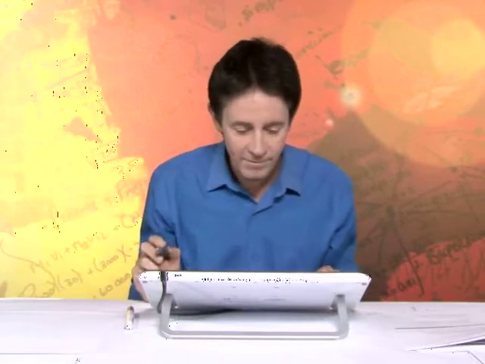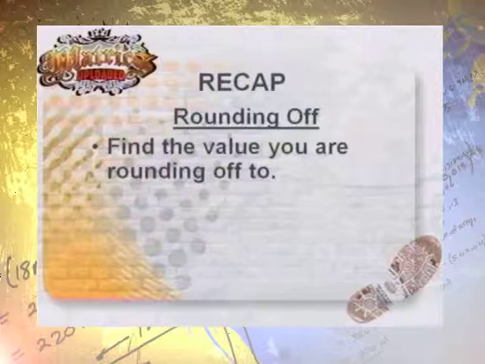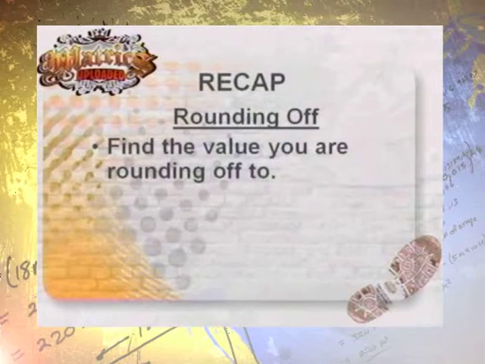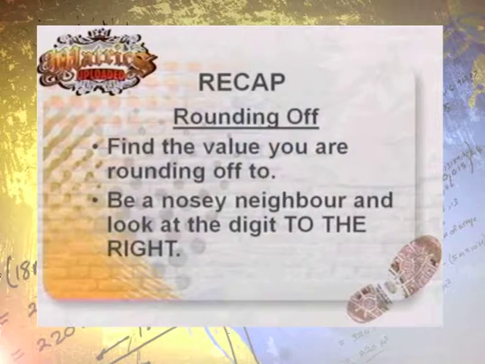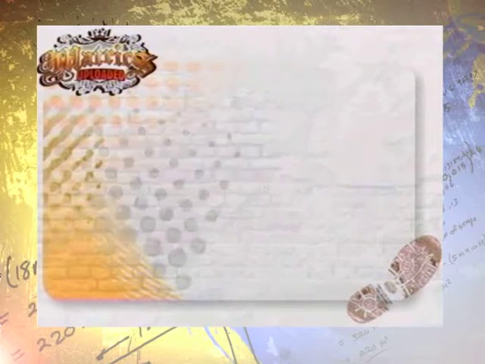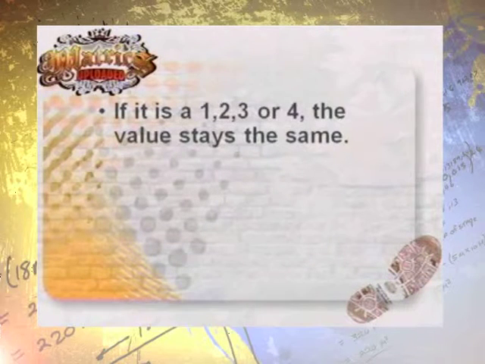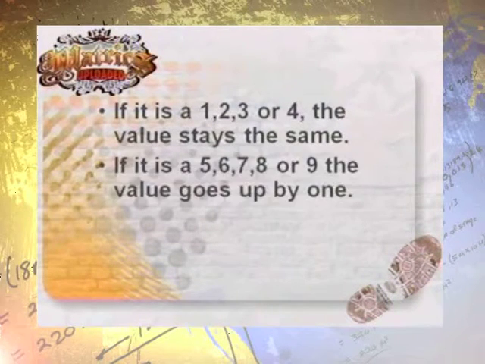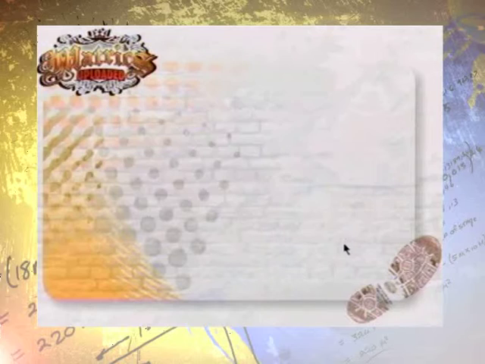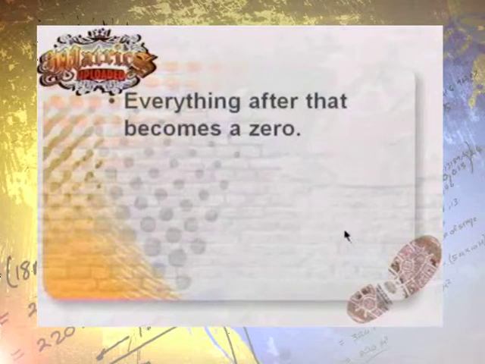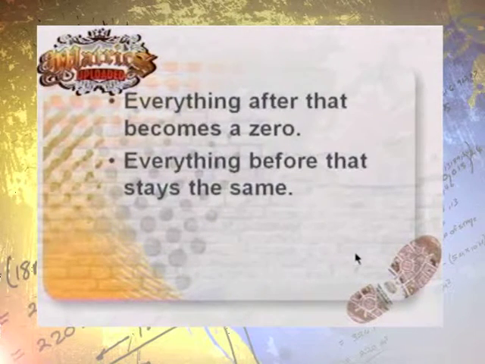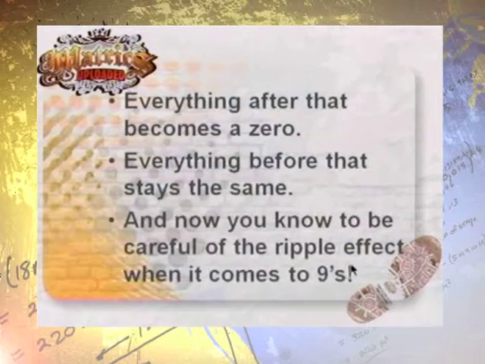If you're rounding off, you find the value you are rounding off to. Okay, so it's to the nearest 100 or whatever you're doing. Be a nosy neighbor and look to the digit to the right of that value. If it is 0, 1, 2, 3, 4, the value stays the same. If it's 5, 6, 7, 8, or 9, it goes up by 1. Everything after that becomes 0, and everything before that stays the same. But watch out for the ripple effect when it comes to nines.